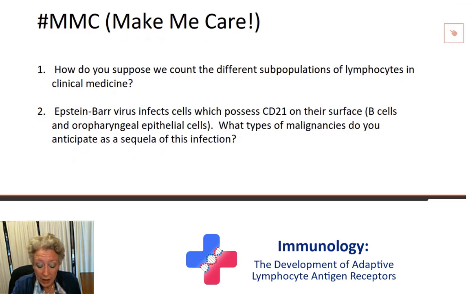Epstein-Barr virus infects cells that possess CD21 on their surface. And the cells that have that molecule, you already know B cells, but also we find CD21 on oropharyngeal epithelial cells. So what type of malignancies do you anticipate that I would have in a patient if neoplasia results as a sequela of Epstein-Barr virus infection?